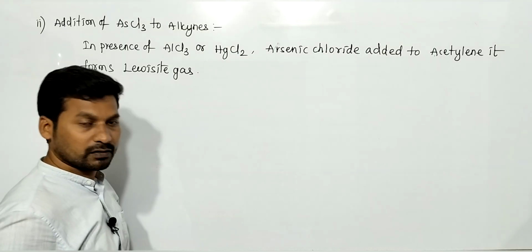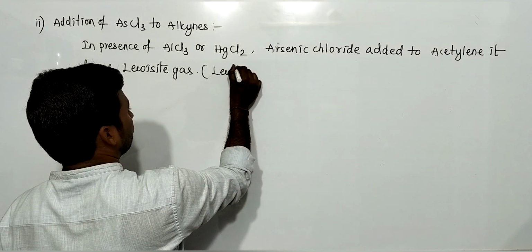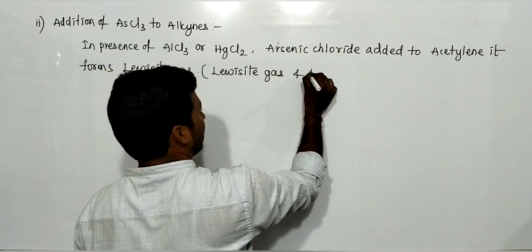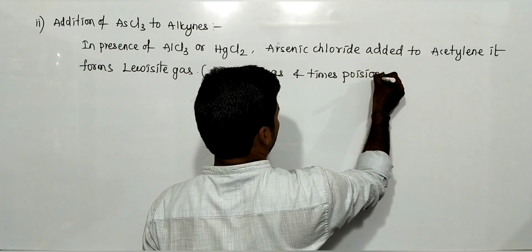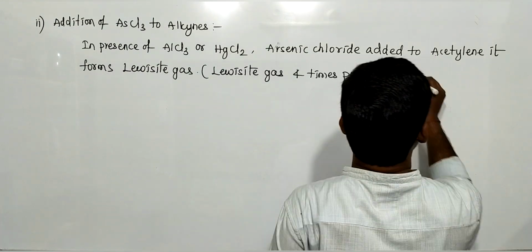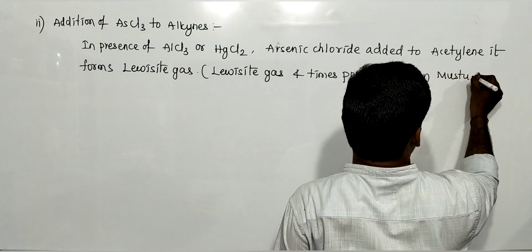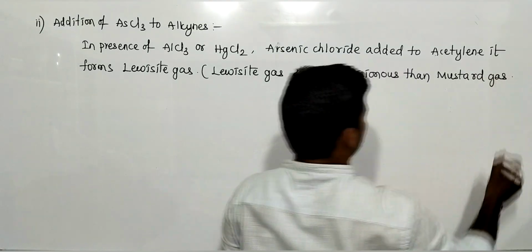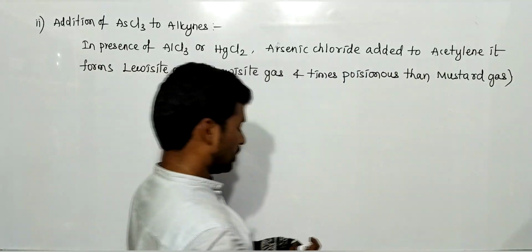So Lewisite gas is more poisonous even than mustard gas. Lewisite gas is approximately 4 times more poisonous than mustard gas. 4 times poisonous. That means Lewisite gas is more poisonous. Remember that. Okay, how is it formed?